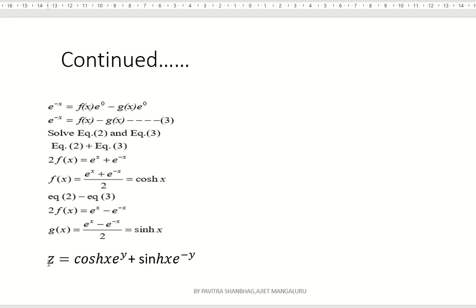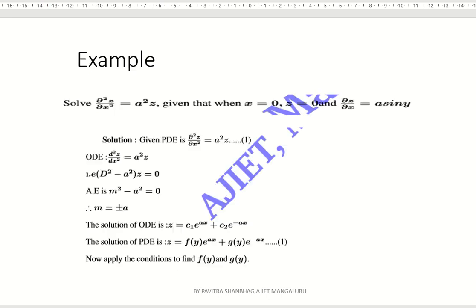Okay, now let us move to one more example under this. Solve ∂²z/∂x² = a²z, given that x = 0, z = 0 and ∂z/∂x = a sin y. So x = 0 is the common condition for these two cases.